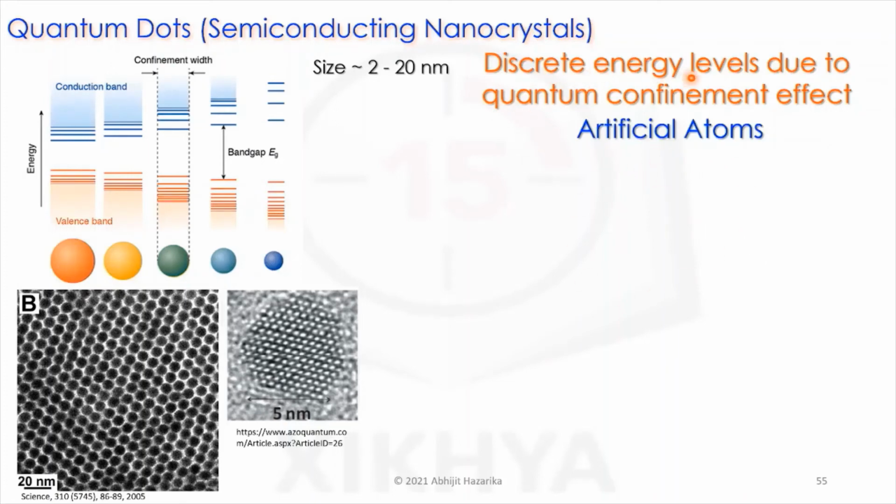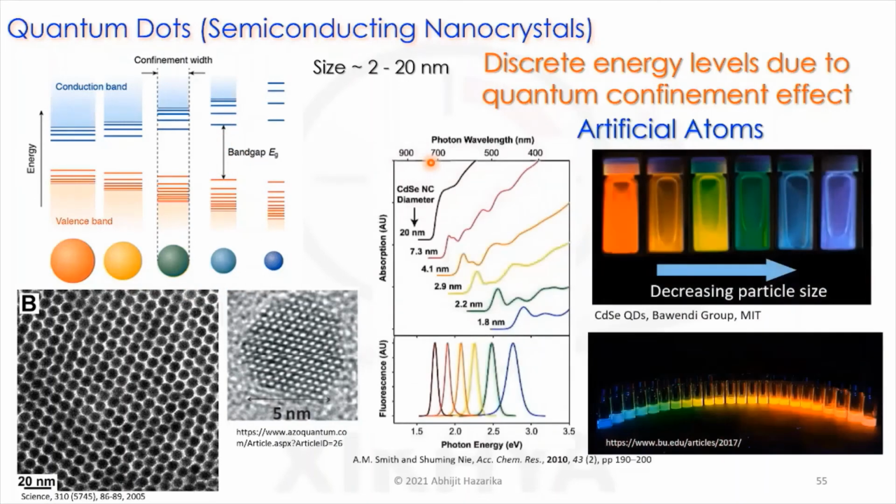And these discrete energy levels are due to quantum confinement effect in these materials. And as you can see from this figure, if you control the size of the quantum dots of a particular material, you can control the band gap energy. Accordingly, you can control the fluorescence color or the absorption.